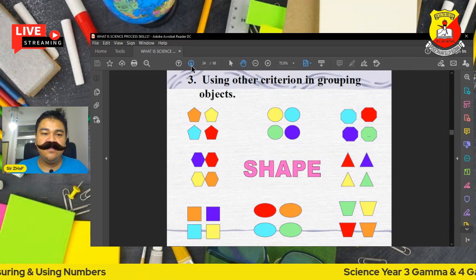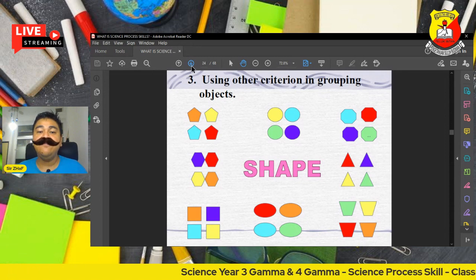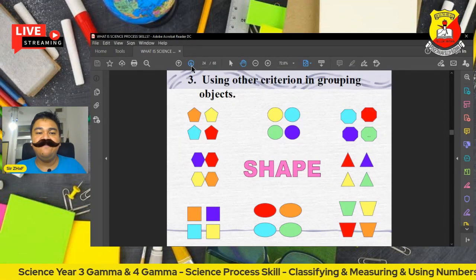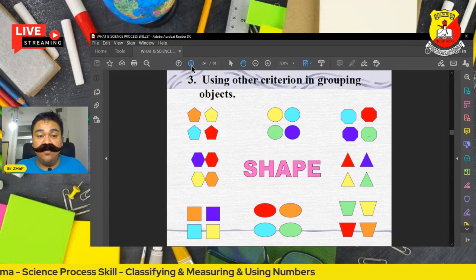Before this I said using the shape, using the shapes pula. Shame tu malu kan? Sorry for my slip of tongue. Using the same shapes.